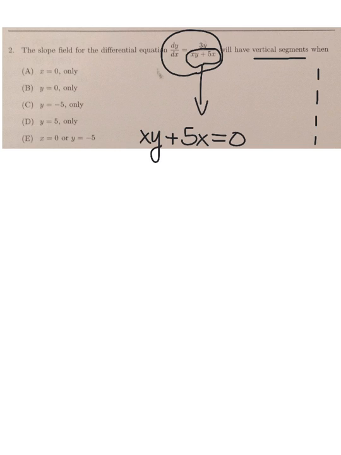Oops, I forgot to tell you. The answer is choice E. So if you got that and you didn't guess, move on to number 3.